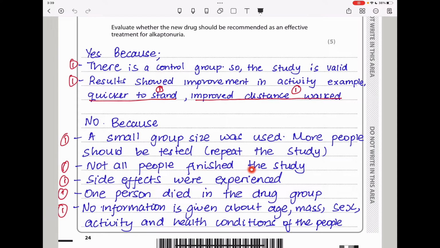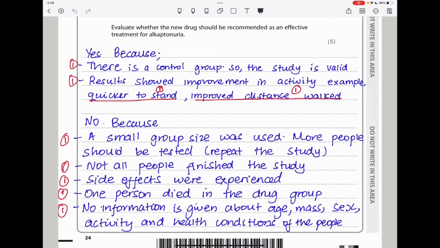And not all people finished the study, so that is a problem as well. Some people experience side effects. That is a problem. There was one person who died in the drug group, so that is also problematic. It means maybe the drug can cause some problems that they need to investigate.